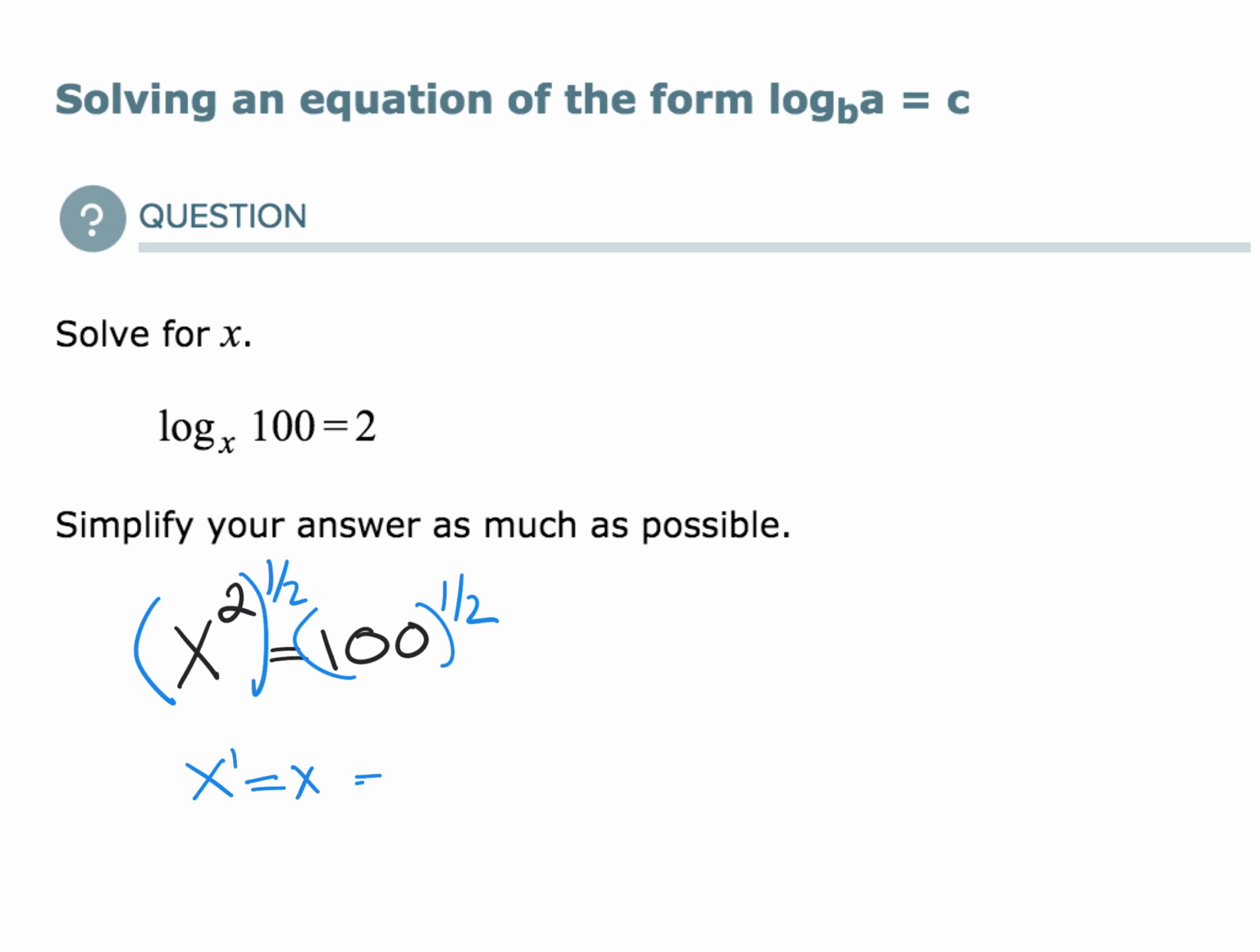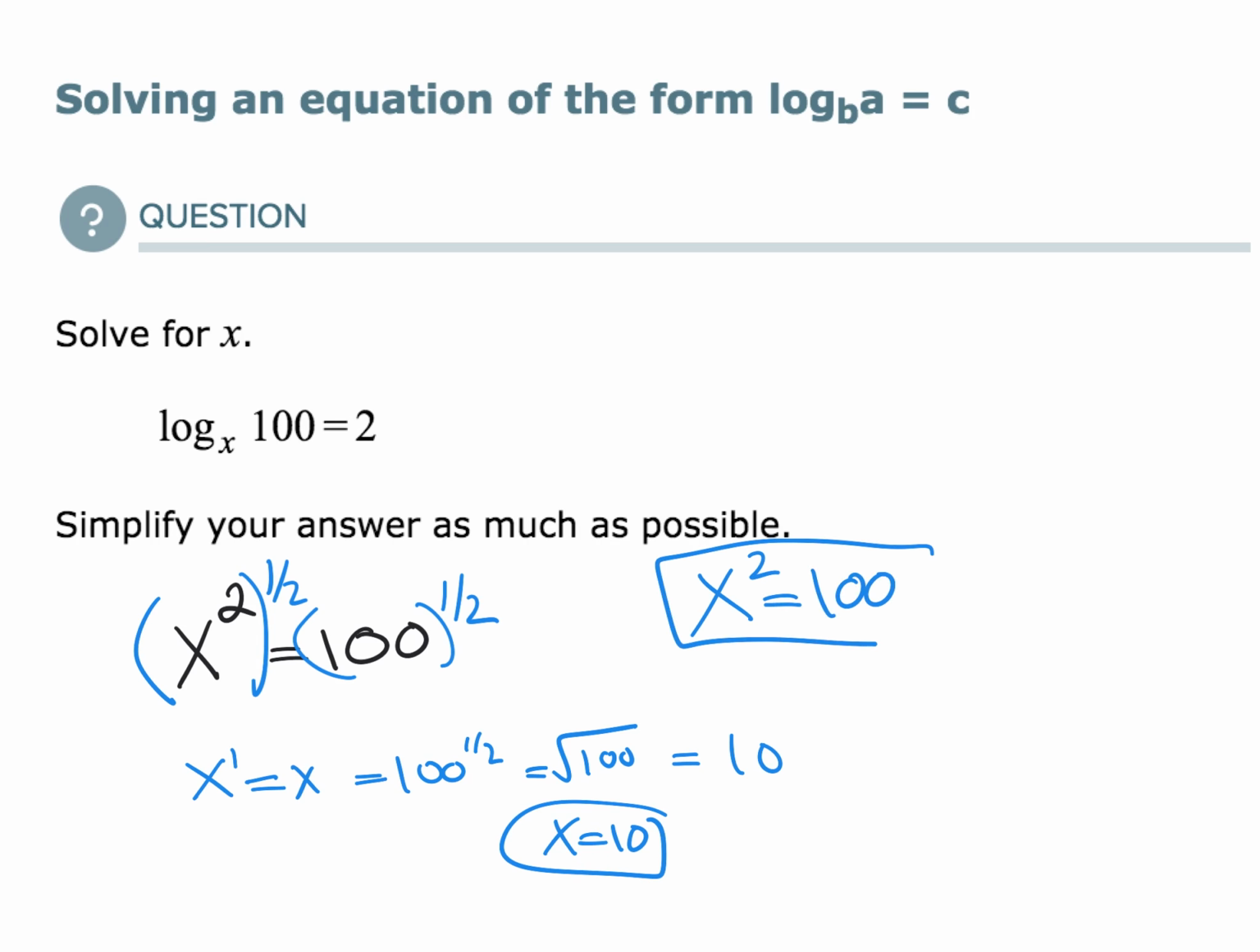Over here I get 100 to the 1/2, which is another way of saying the square root of 100, which is 10. So I get x equals 10. Hopefully you can actually just see that from this step, from x squared equals 100. You can take the square root of that and say x equals the square root of 100, which is 10.